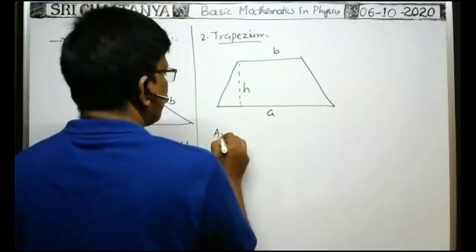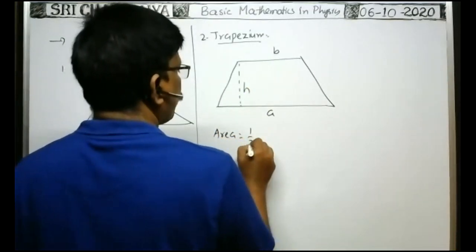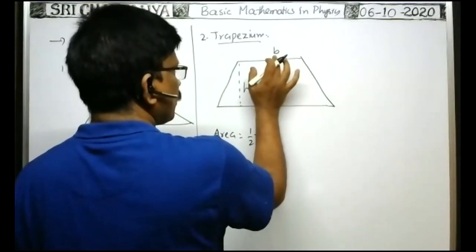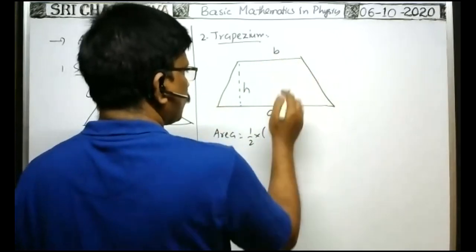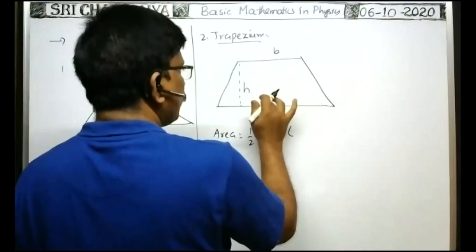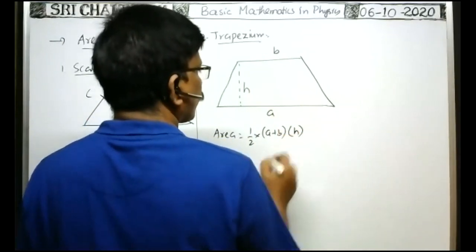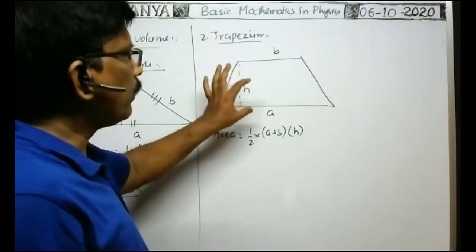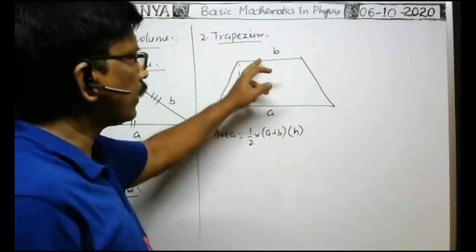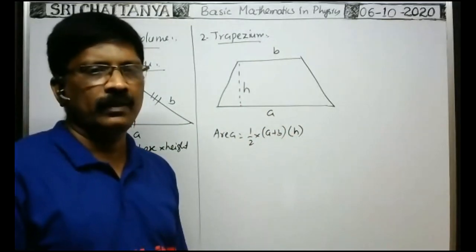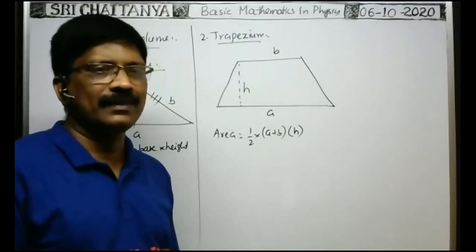Then the area of this trapezium is equal to half into the sum of the lengths of the two parallel sides, that is A plus B, into the perpendicular distance between the two parallel sides, that is h. So the area of the trapezium is equal to half into the sum of the lengths of parallel sides into the perpendicular distance between the two sides. That is the area of the trapezium.